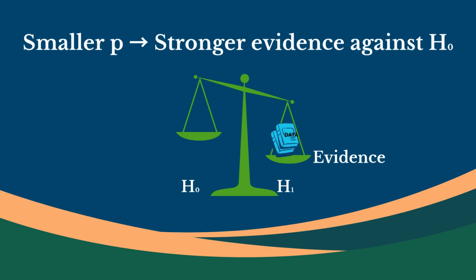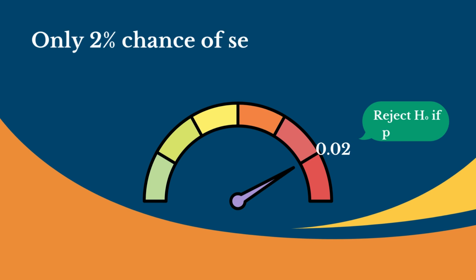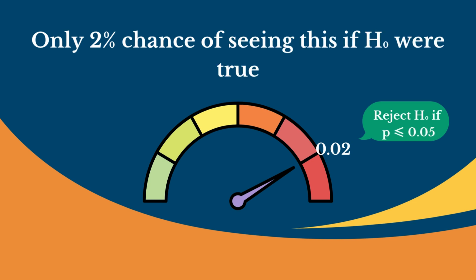If this probability is less than our chosen alpha, say 0.05, it means our data is too unlikely under the null, and we have reason to reject it. Suppose your p-value is 0.02. That means there is only a 2% chance of seeing your result if the null hypothesis were actually true. That is strong enough evidence to doubt the null and favor the alternative.